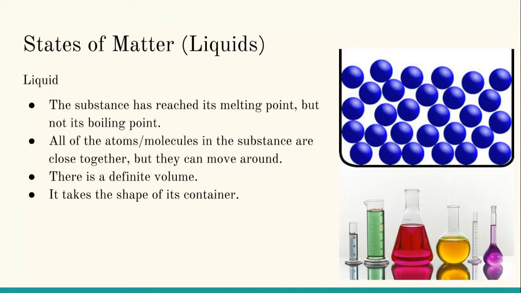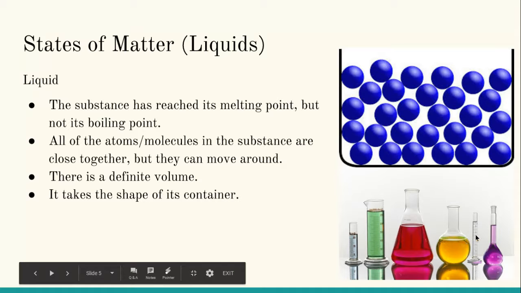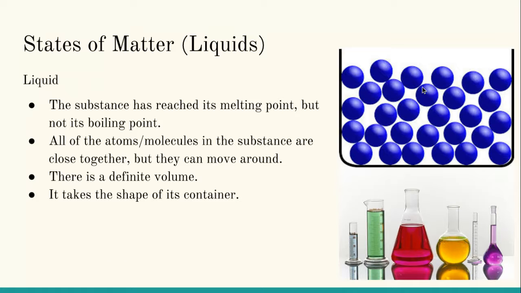Liquids, on the other hand, are very similar. Their particles are still very close together, but they can move past each other. That means that the substance has reached its melting point, but it hasn't started boiling yet. It hasn't started evaporating. Those atoms are very close together, but they can move around. You can measure the volume. That's why we have graduated cylinders and beakers and things like that. But it doesn't have a defined shape. It takes whatever shape of the container it's in.